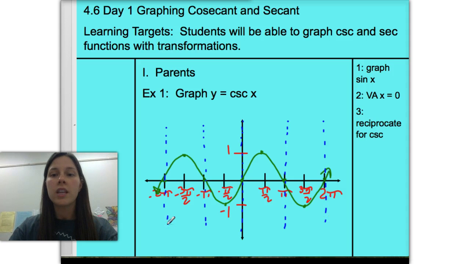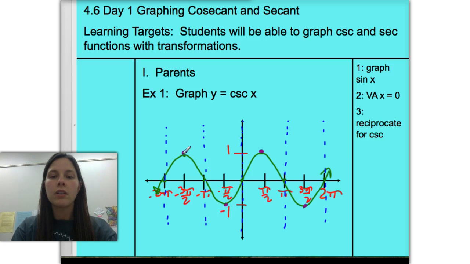And then we're going to start with the obvious reciprocals. Where the sine function is equal to 1, the reciprocal is 1. Where the sine function is -1, the reciprocal will be -1. So all of those max and min values are the same on the cosecant as they are on the sine function. And then you can think about just picking a couple of points in between to get an idea.